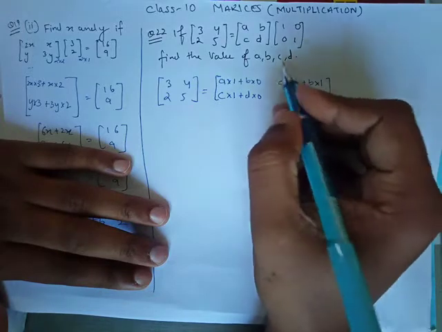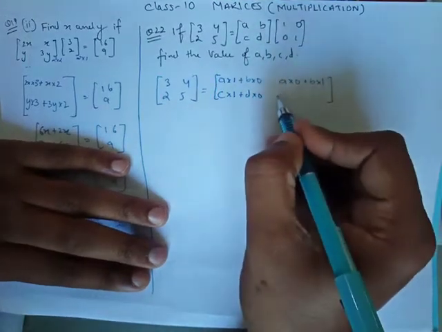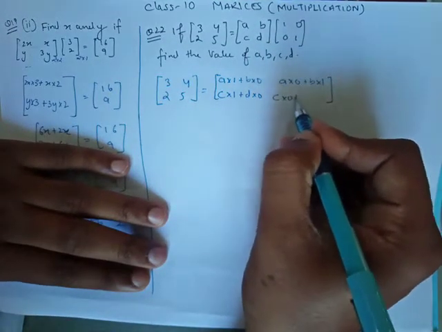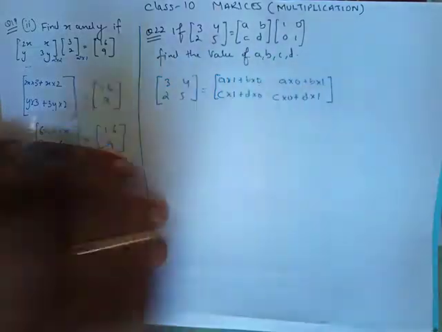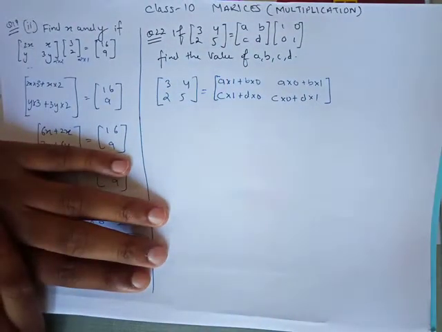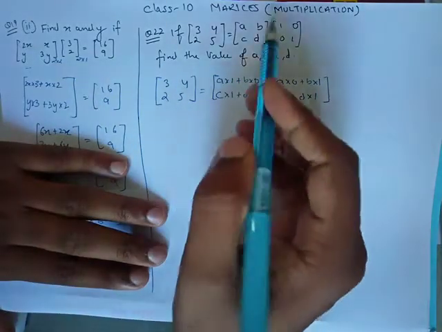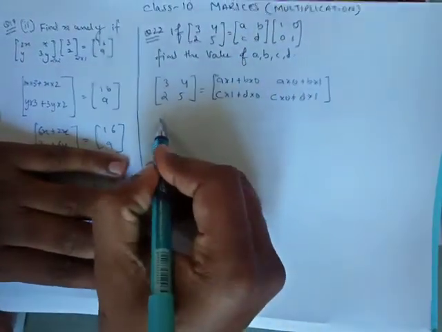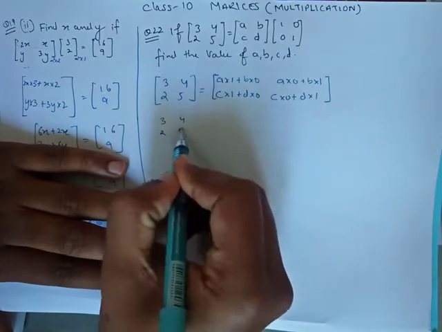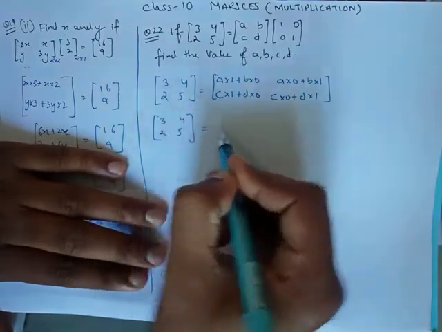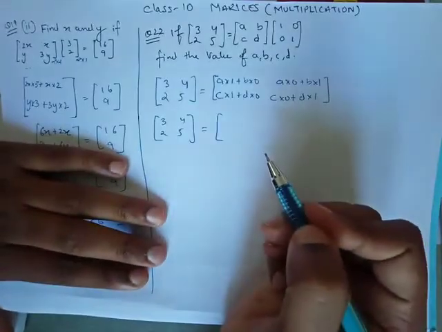And then I'll be getting C into 0 plus D into 1. That's how I'll multiply. That's the only way I can multiply, right? And that's how you multiply the row with the columns. So 3, 4, 2, 5 equals to what I'll be getting after multiplying?